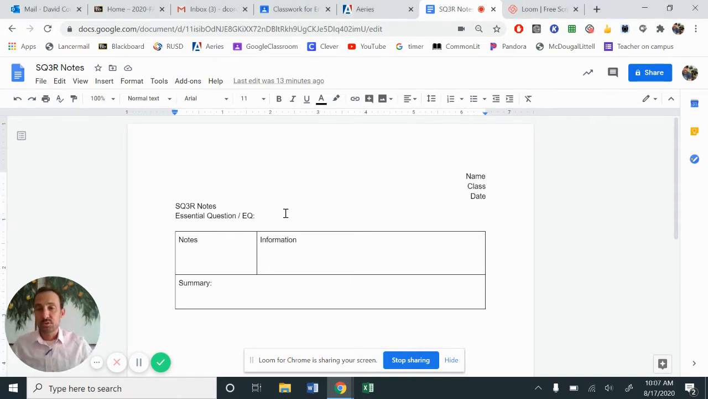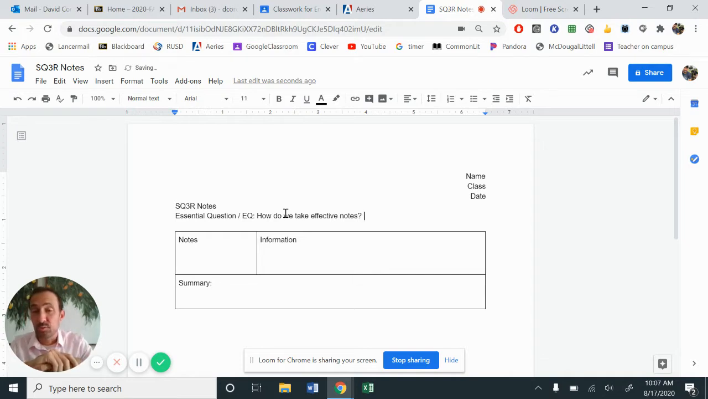Our essential question for today is how do we take effective notes? How do we take effective notes? Okay. This not only is a note-taking process, but it's also a comprehension process. So how do we take effective notes?